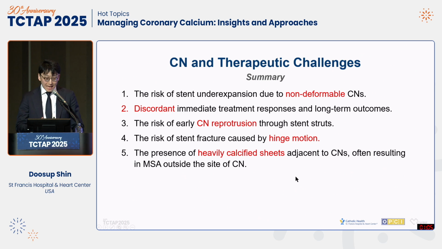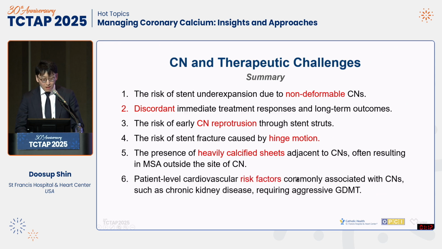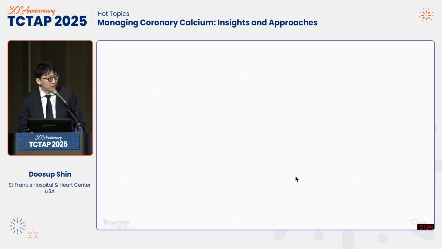And again, MSA is outside of the calcified nodule in more than half of the cases, so always prep the entire lesion very well. Last but not least, these patients are sick. They're usually CKD patients, post-bypass patients, hemodialysis patients, so we really need to be aggressive with risk factor modification to treat these patients. Thank you very much for your attention.